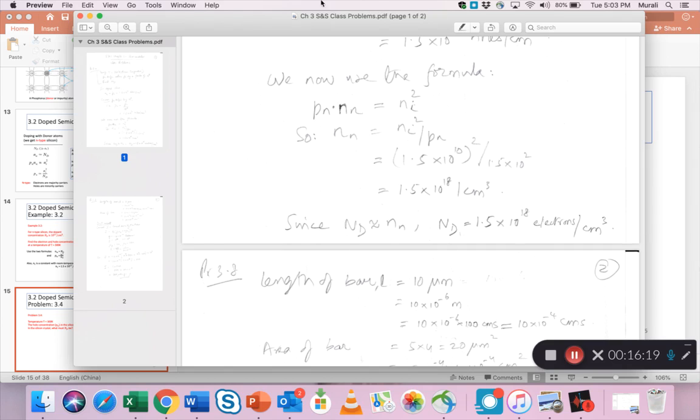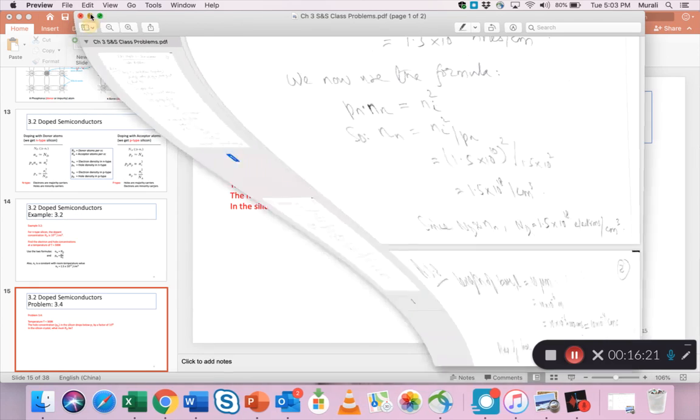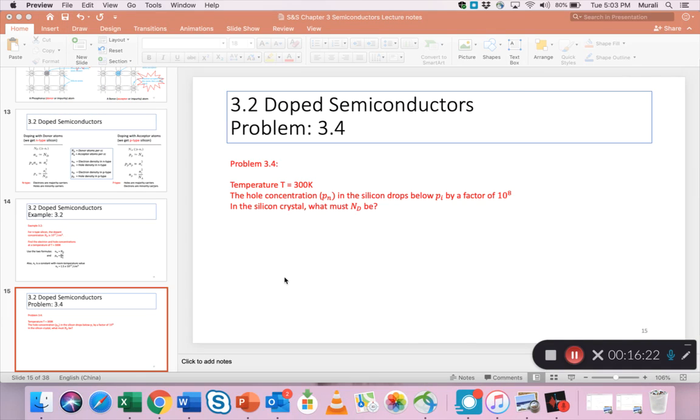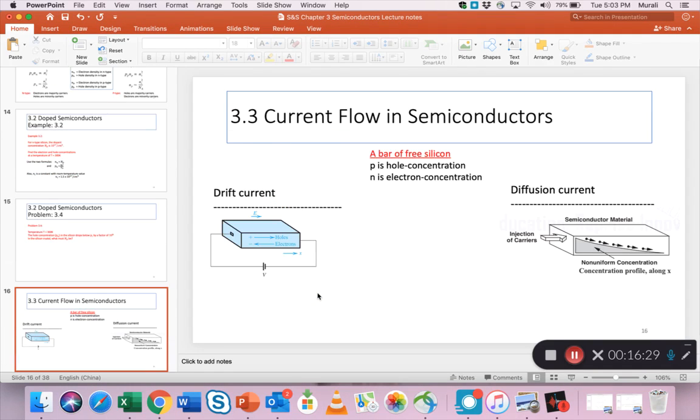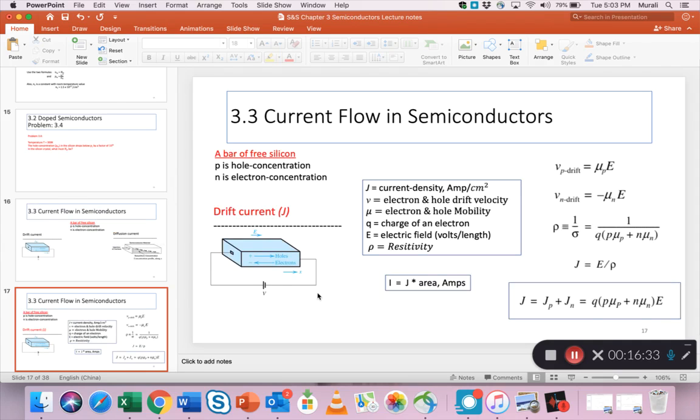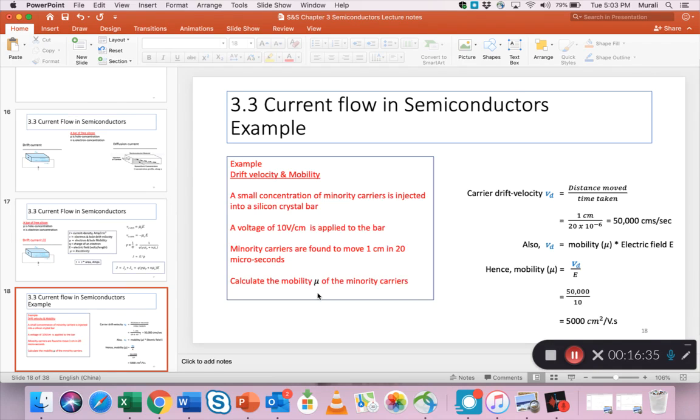Okay, I'm going to go back to my PowerPoint and we'll scroll along. So we were on slide 15 looking at this problem. Then we have some theory on the current flow. First we looked at drift, so we have an example on drift. I think I found this example somewhere else, so I don't have any PDF. I'm just going to solve it on this slide right away.